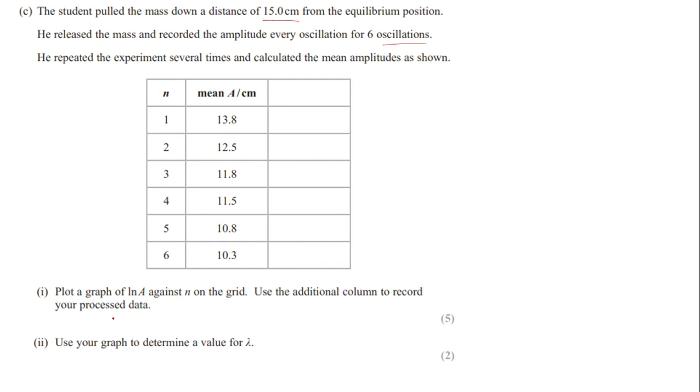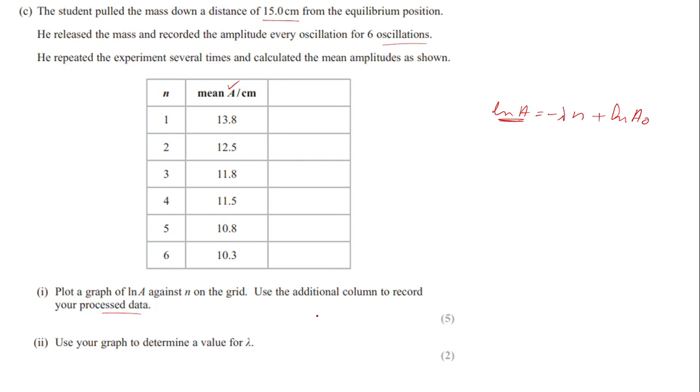This is number of oscillation. Plot graph of ln A against n on the grid. Use additional column to record your process data, because you know that we had the equation ln A is equal to minus lambda n plus ln A naught. So we need ln A value.